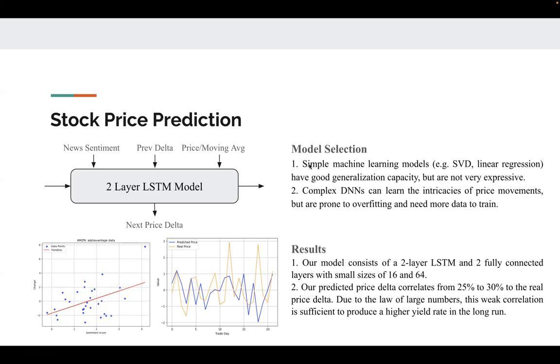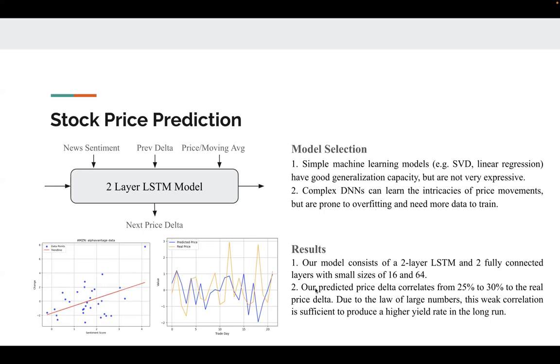And for the model selection part, for simple machine learning models, we have tried SVD and linear regression, which have good generalization capacity but are not very expressive to learn the intricacies of the stock movements. The complex DNNs like LSTM, on the other hand, can learn the intricacies of price movement, but are prone to overfitting and need more data to train.